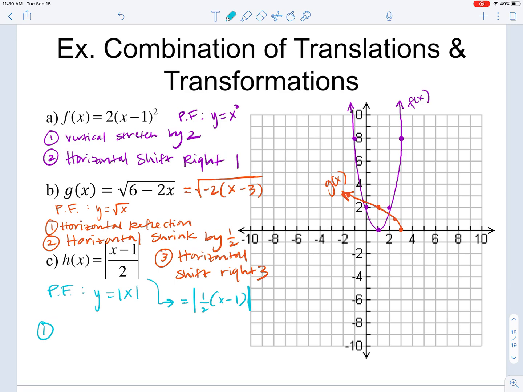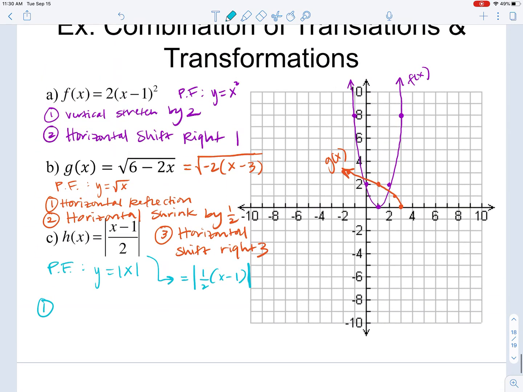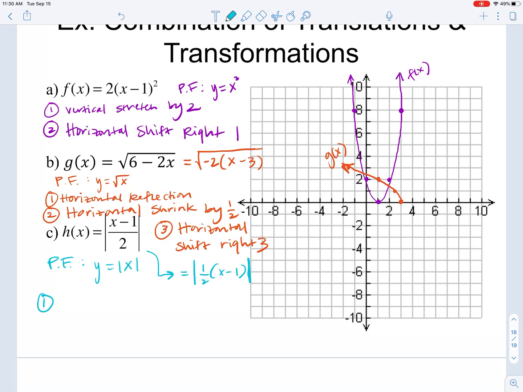So just reading the equation from left to right to identify what's happening. And by the way, I don't have any vertical shifts on here, but I always apply the vertical shifts last. That 1/2 is a horizontal stretch by 2. And then the -1 is a horizontal shift to the right 1.